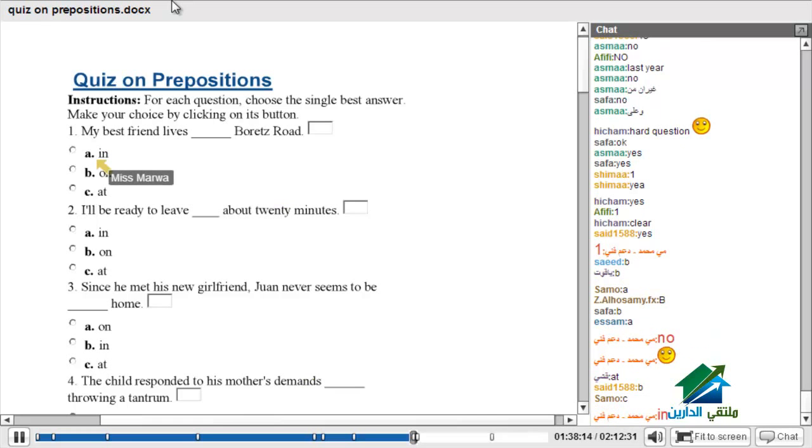Yes. I told you if you are speaking about a street, you have to use the preposition on. Excellent. On. Take care, we are speaking about the name of the street.